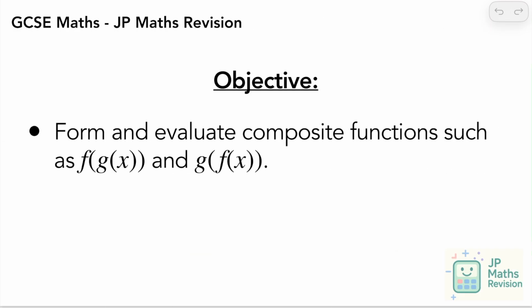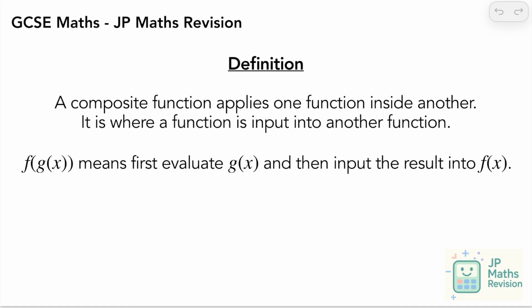So the objective here is to form and evaluate composite functions such as fg of x and gf of x. A quick definition before we get started: a composite function applies one function inside another. It is where a function is input into another function. So if we have fg of x, it means we first need to evaluate g of x, and then the result is inputted into f of x, and that is the output.